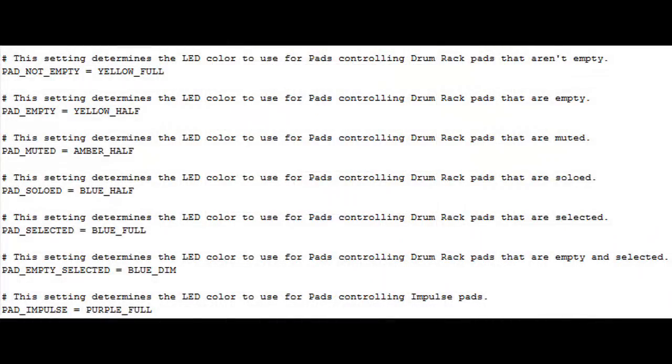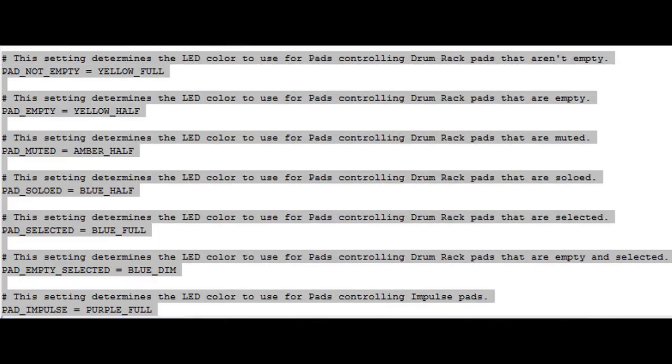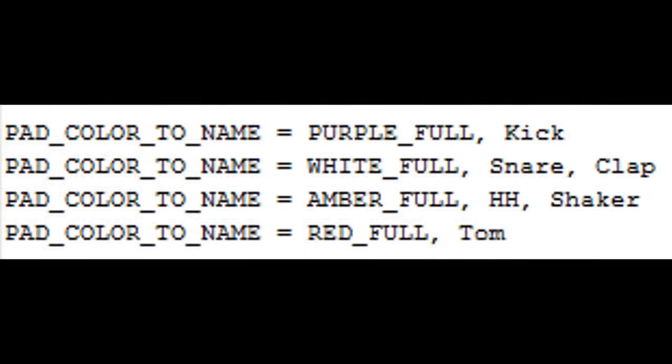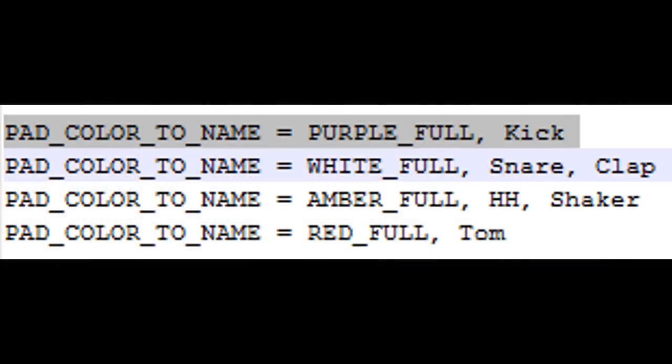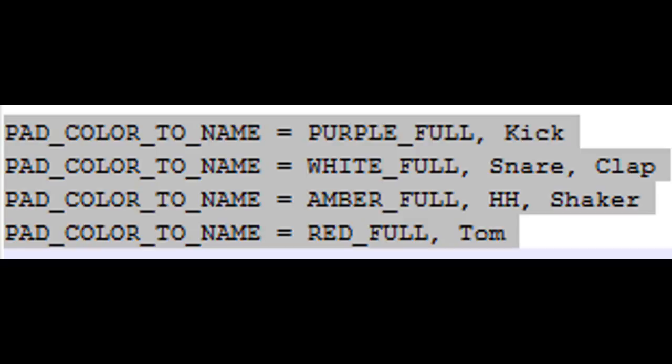In your preferences file, you can customize the LED colors that are used in this mode. For drum racks, you can also create associations between LED colors and pad names. For example, this first entry here defines that any pad with the word kick in its name will be purple. The second entry here defines that any pad with either snare or clap in their name will be white. You can create as many of these associations as you want, and these will apply to any drum rack that's loaded.